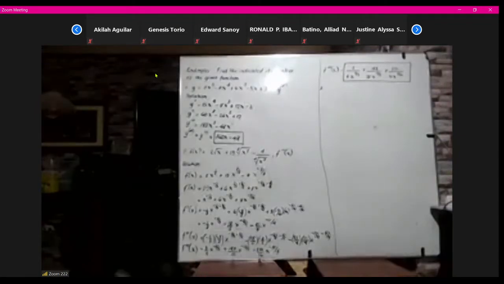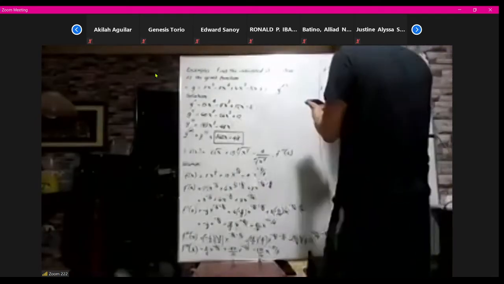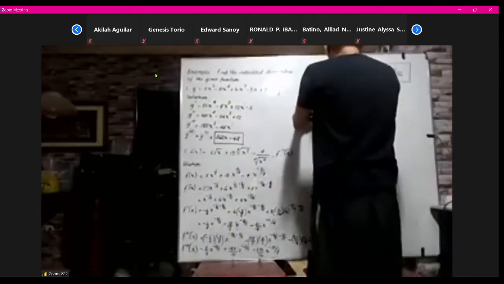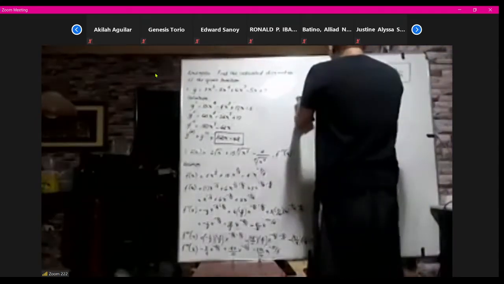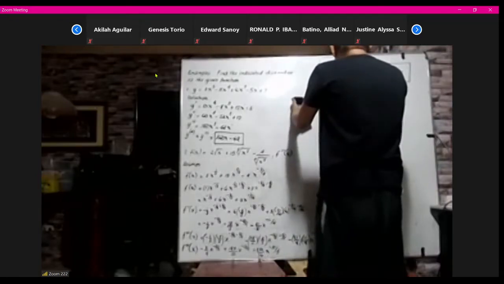So, any question with regards to problem number 2? So, wala. Okay, now let's proceed with our example number 3. So, number 3. Y equals x all over 2x plus 1.